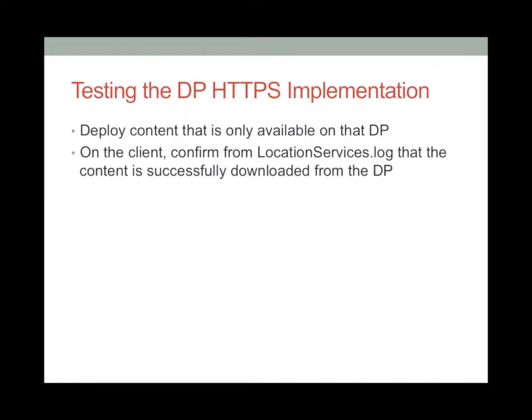How to test an HTTPS DP implementation? You need to deploy content that you're sure is only available on that distribution point. On the client, you need to confirm from the location services log that the content has been successfully downloaded from that DP. Also note that the distribution point has an option to go back to HTTP if it sees fit. That's where the no cert IIS virtual folders come in, but that's beyond this discussion.